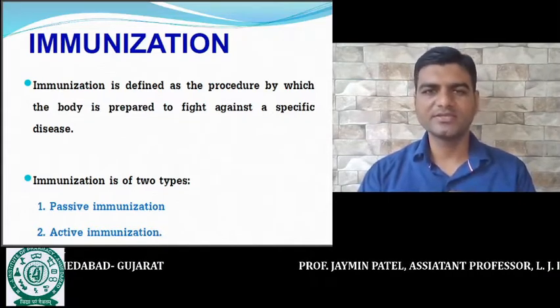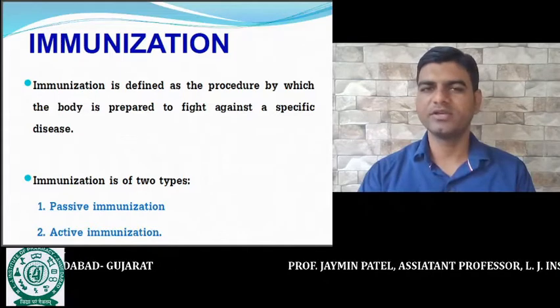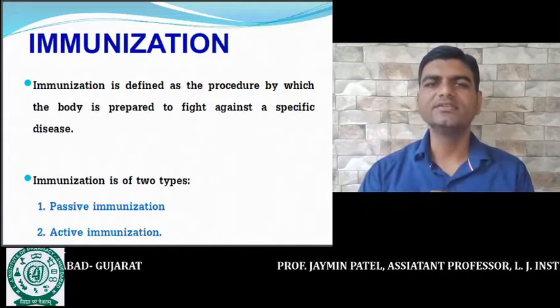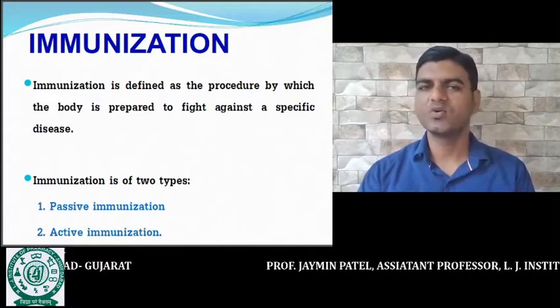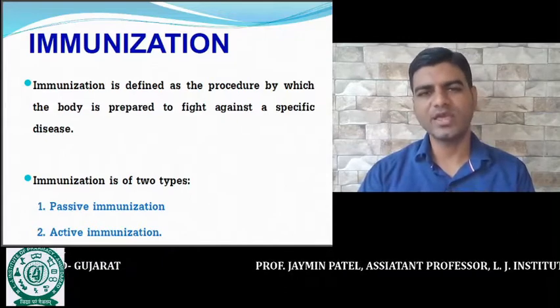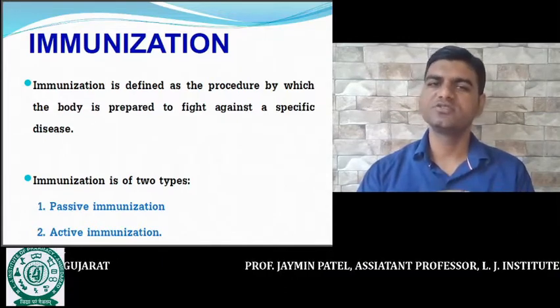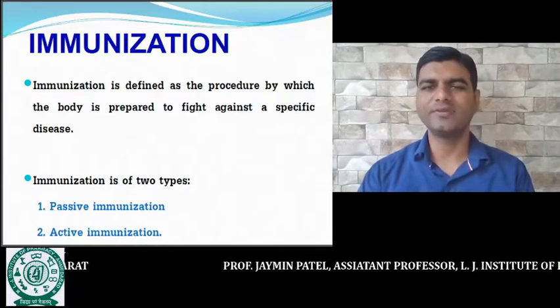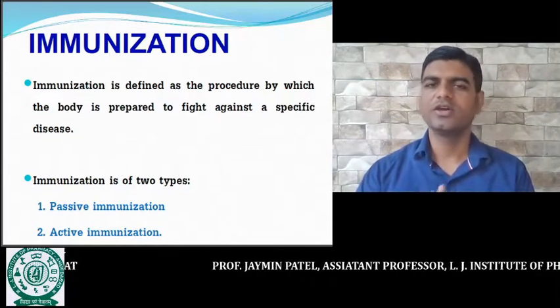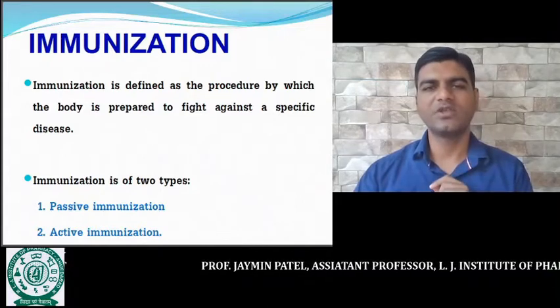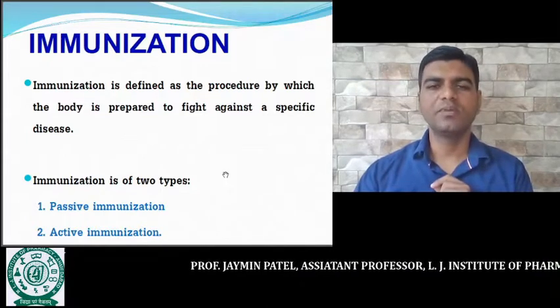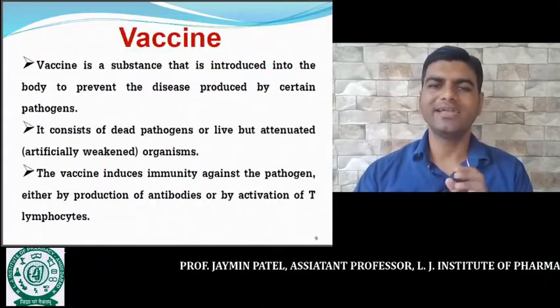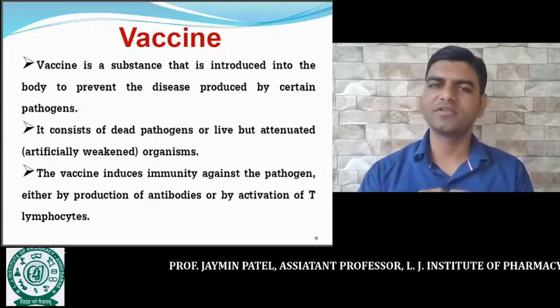In active immunization, an antigen is injected into the body, and in response to that antigen, the antibody is produced by the host body. While in the case of passive immunization, the host body's immune system is compromised, so there is a need to supply the antibody itself to the host. So here the first one is active immunization. The preparation that provides active immunization is nothing but the vaccine.